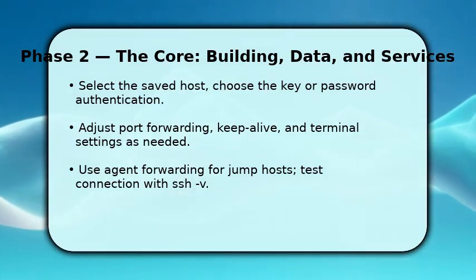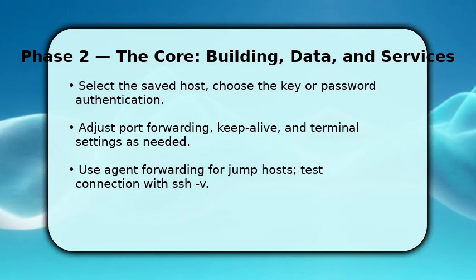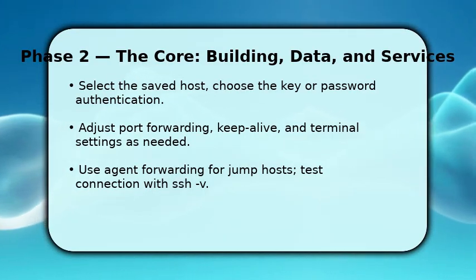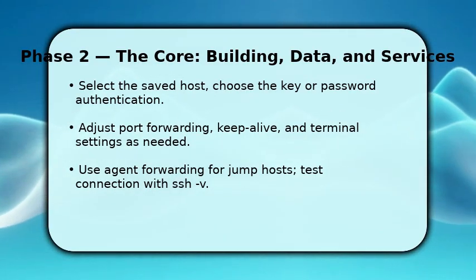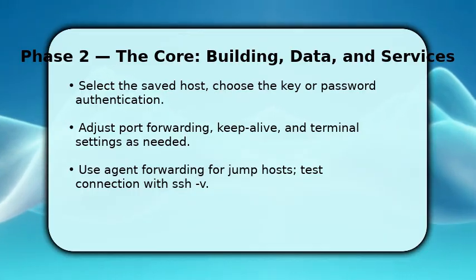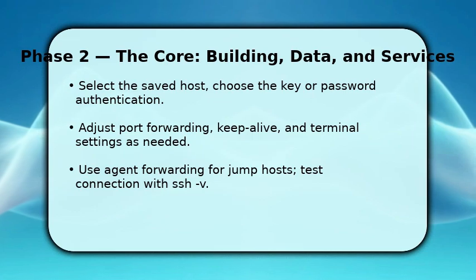If you need a jump host, enable agent forwarding. That passes your key without copying it. Once configured, tap Connect and watch the debug output. It shows handshake details and helps explain failures.